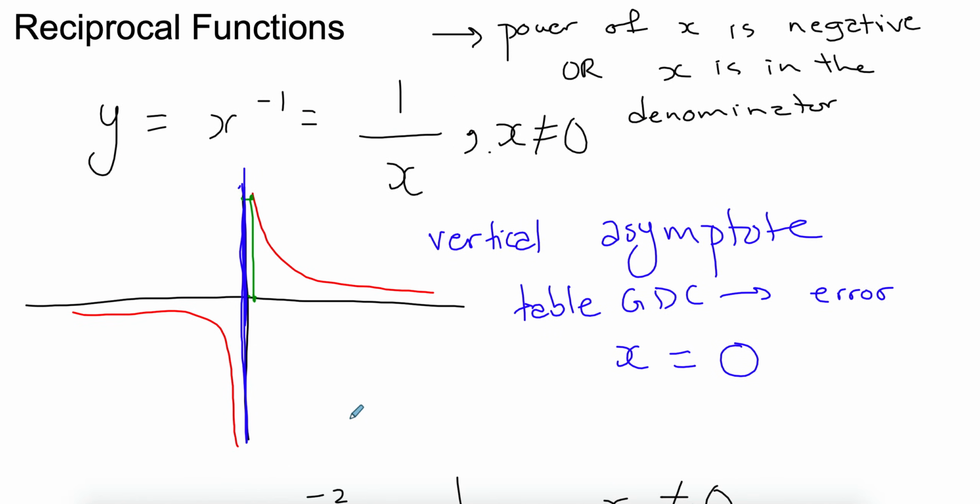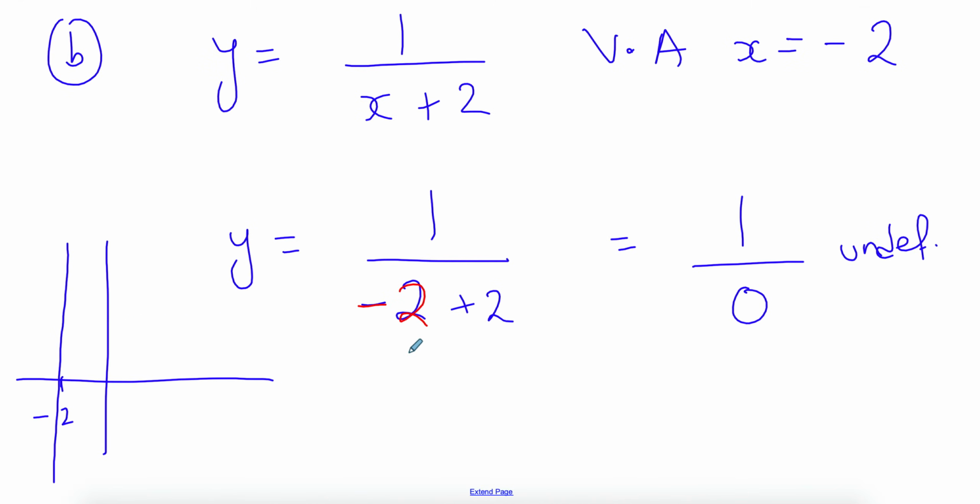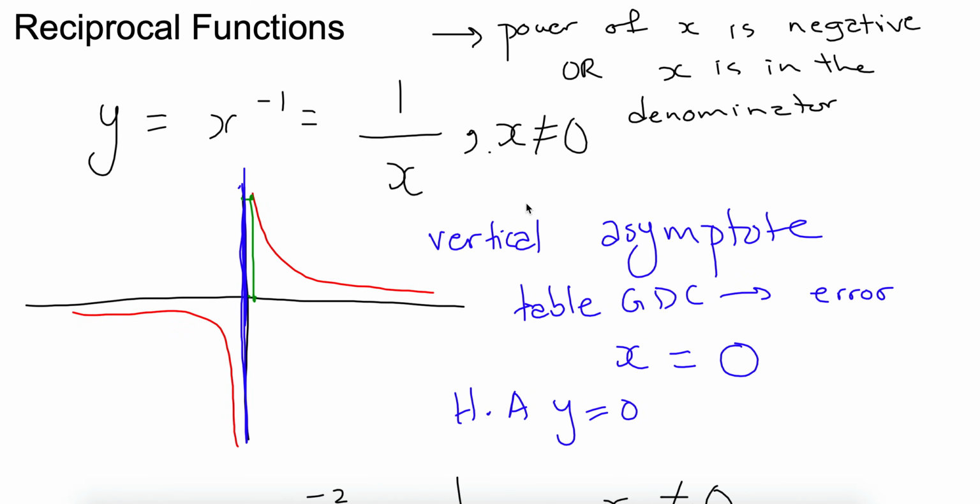So quickly about horizontal asymptotes. So as you can notice, the horizontal asymptote here is y equals to 0. And that's because as x gets very big, y gets very close to the x-axis but never touches it, and similarly here. So these can be observed from the function. There is a specific method, but it's beyond the syllabus.